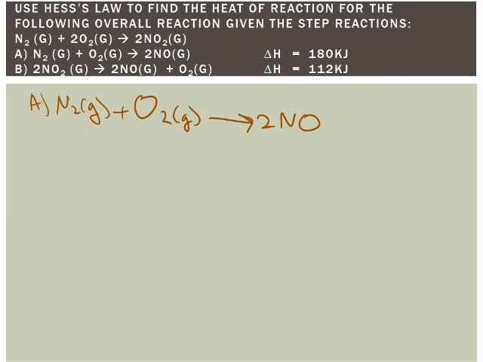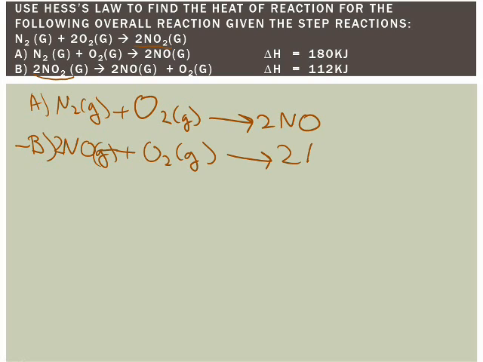So the only product is NO2. NO2, though, is in B, but it's on the reactant side. So what that means is we will have to flip it. So we're going to write minus B, and we'll just flip it, and we'll say 2NO gas plus O2 goes to 2NO2. We have the NO2 on the product side.